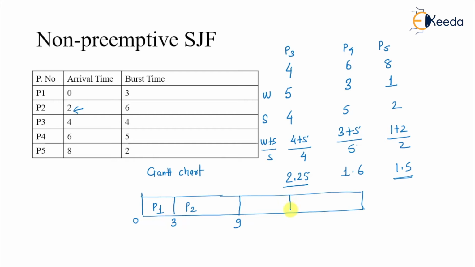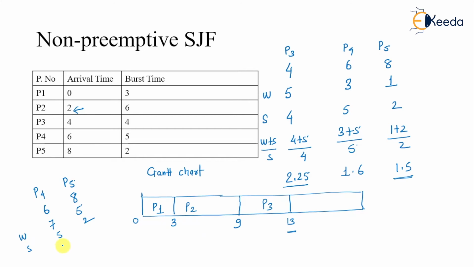So 9 plus 4 becomes 13, and scheduling is done for P3. At 13, again we calculate the same thing for P4 and P5. Their waiting times: they arrived at 6 and 8, so the waiting time becomes 13 minus 6, which is 7, and 13 minus 8, which is 5. Their burst times are 5 and 2.